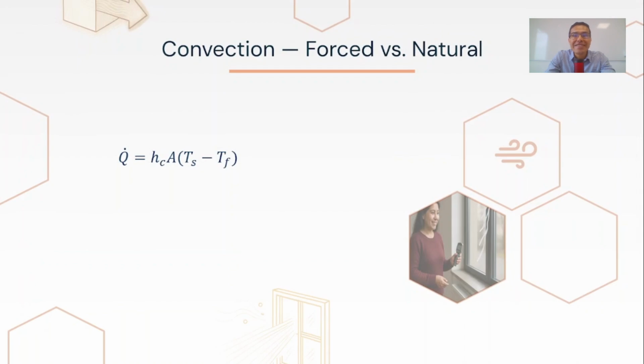Convection is all about heat transfer to a moving fluid like air or water. The basic principle is captured by Newton's law of cooling. This law says that the heat flow is proportional to the temperature difference between a surface and the surrounding fluid. The constant of proportionality is called the convective heat transfer coefficient, or h_c.